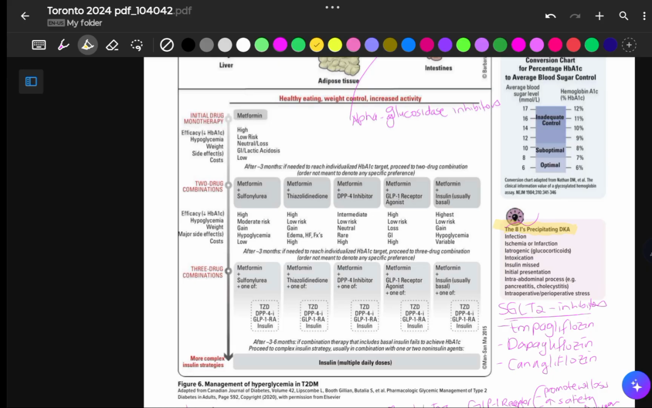Sorry. So the next, second drug, 2 drug combination that you can actually use with your metformin is TZD. So this combination actually has high efficacy in decreasing your HbA1c, has low risk of hypoglycemia, has increased weight gain, and the major side effect is your edema, heart failure, all right, and the disadvantage is that it's costly, all right.